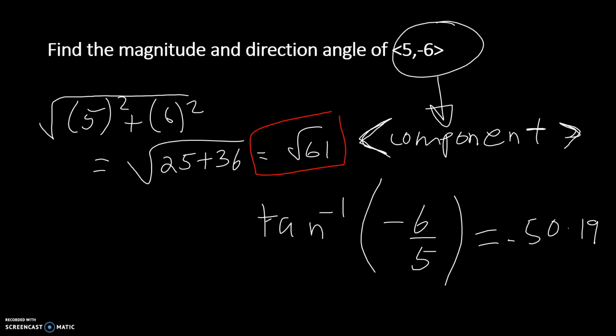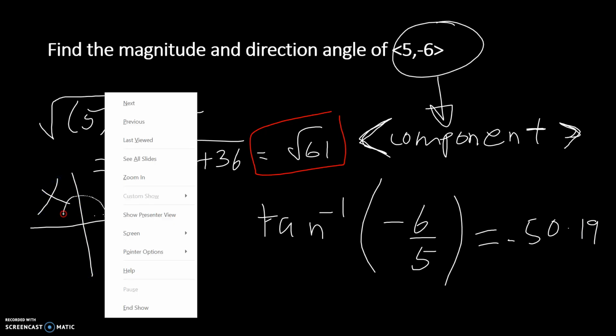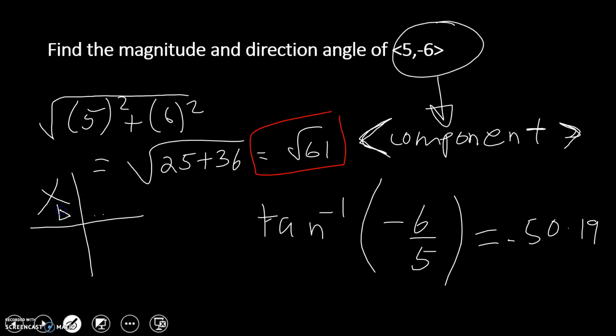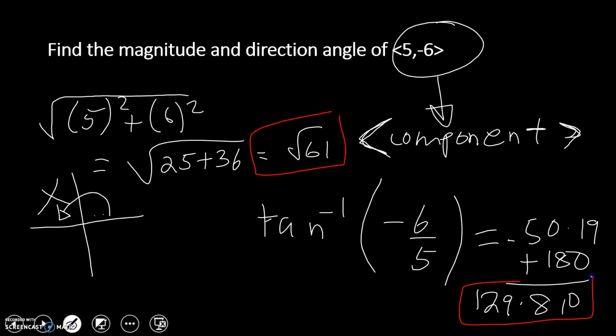-50.19. Now remember that this point (5, -6) will be in quadrant 2. And since it's in quadrant 2, we will need to add 180 to this angle that we just found. So -50.19, and I'm going to add 180, and you get 129.81 degrees. This, my friends, is your answer. Alright, moving on.